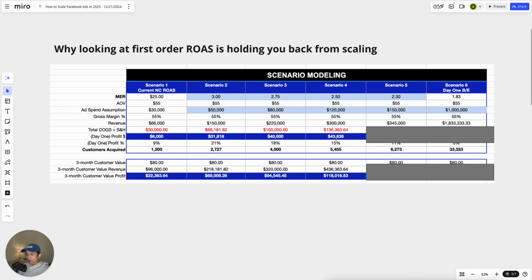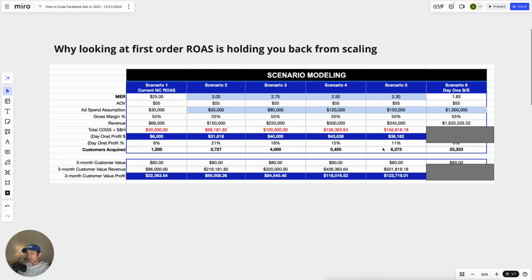We're making more profit on day 1, and we're making almost 2x the total volume of profit on the 3-month LTV. We extend this all the way out to the most extreme example, where we've gone from a 3 MER to almost a 2. We basically dropped our return on ad spend by an entire point, but now we're at triple the ad spend. We're still making a higher volume of profit than we were in scenario 2 or in our baseline example. And we're also making way more on the 3-month LTV because we're acquiring way more customers.